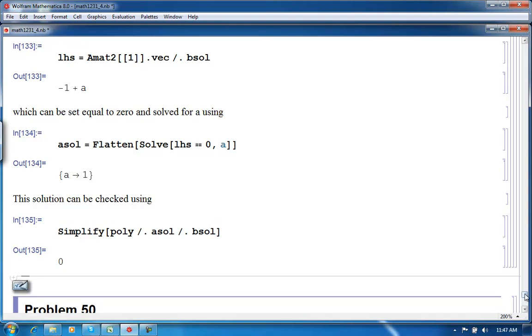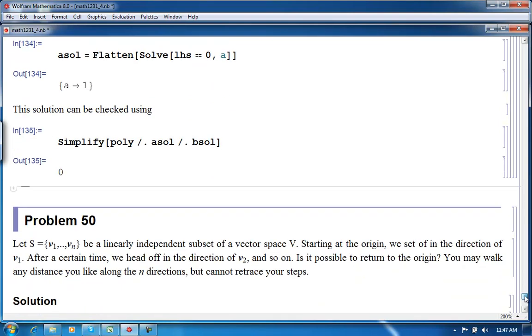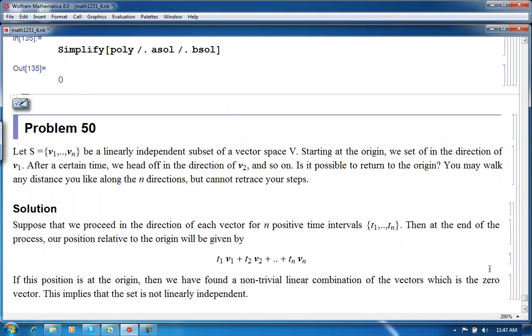Well, the last problem on the list is quickly dealt with. This is problem 30. So it's kind of an abstract problem, but we've got a set S of n vectors v1 up to vn, and that is supposed to be a linearly independent subset of a vector space V.